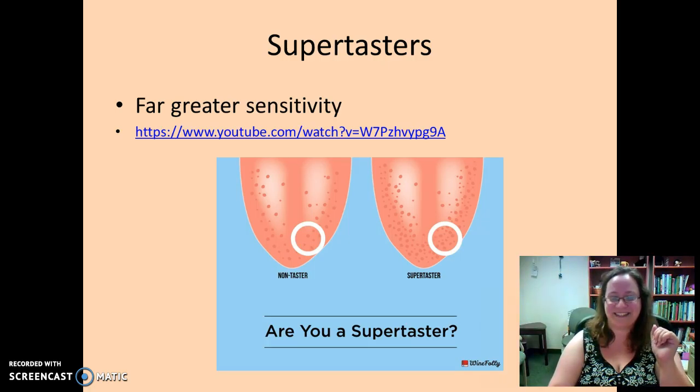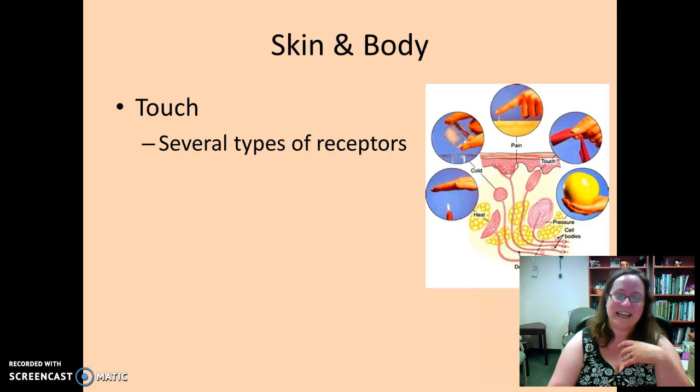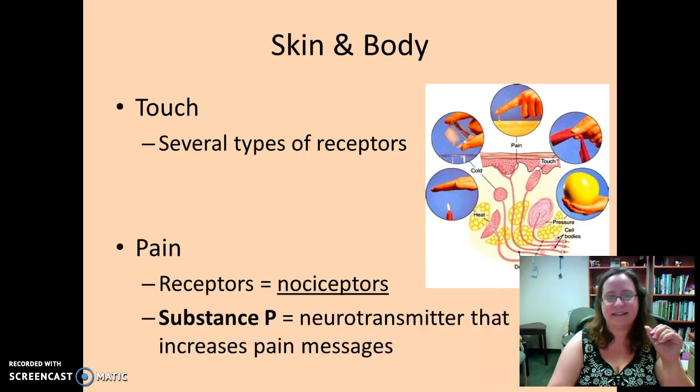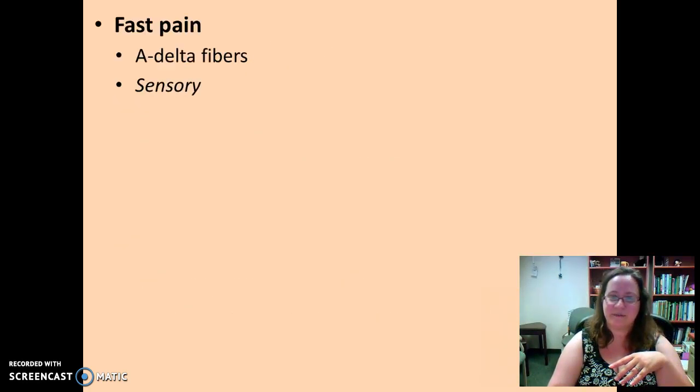Our skin and our body, we have several receptors for touch, but for pain we have nociceptors, our pain receptors. And substance P plays a huge role in the experience of pain. So substance P is this neurotransmitter that's going to increase our pain messages. And we know what a neurotransmitter is from the previous chapter, chapter 2.